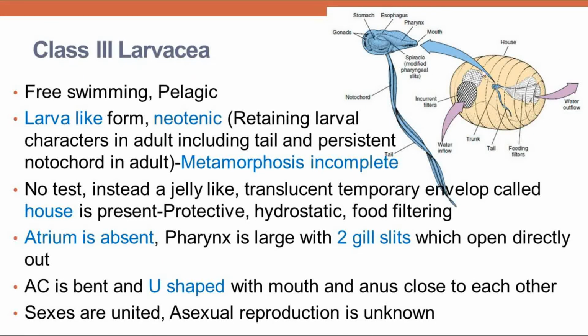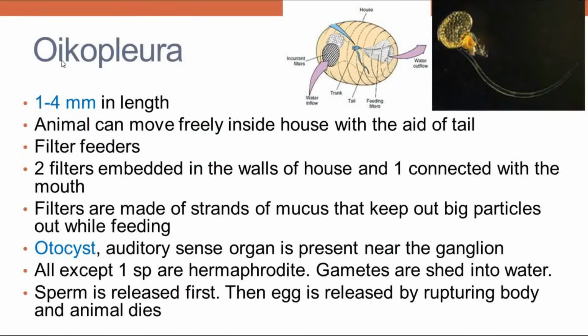So this is the house of the Larvaceae, and the organism is actually present inside it. We have drawn it to see in larger size. Actually, the organism is present inside the house, and there are 2 filter feeding apparatus here you can see. Oikopleura is an example of the class Larvaceae. It is 1 to 4 millimeters in length. The animal can move freely inside the house with the aid of the tail.